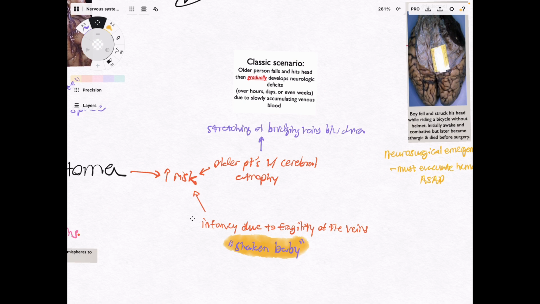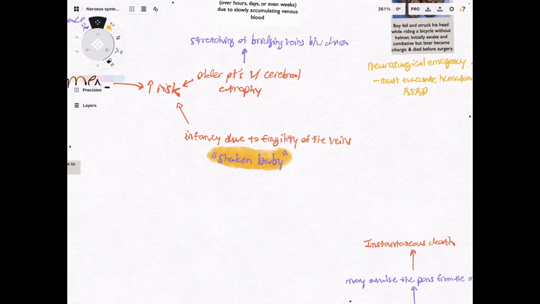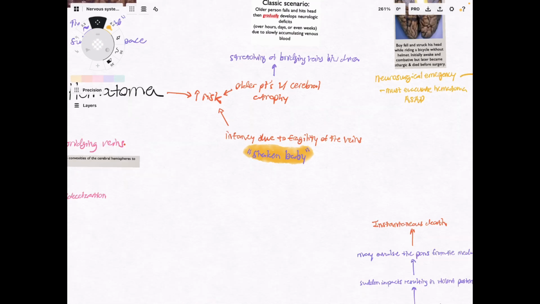Another classic risk factor is infancy. The veins are very fragile, haven't fully formed, haven't fully gotten that elasticity that they have in adults. So whenever, say, a baby is shaken, this can cause rupture of the bridging veins, and this is known as shaken baby syndrome.